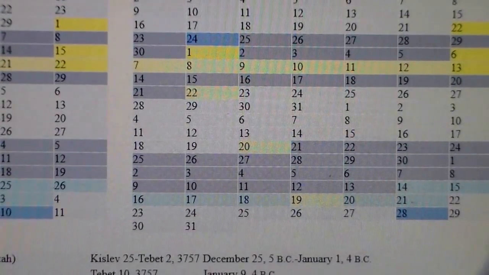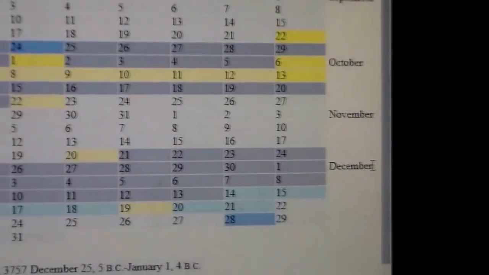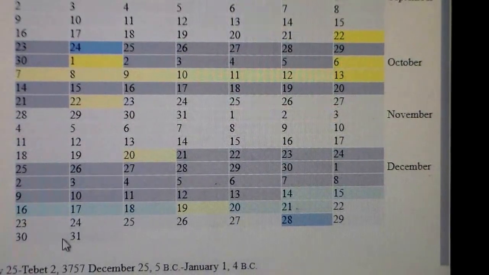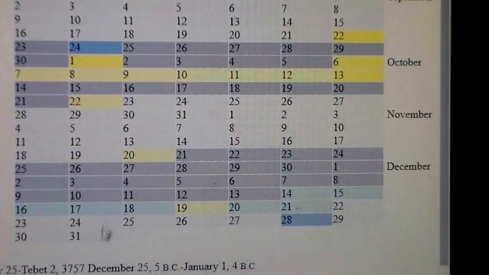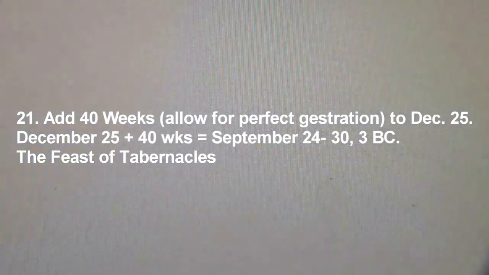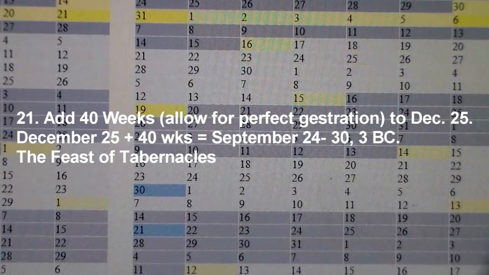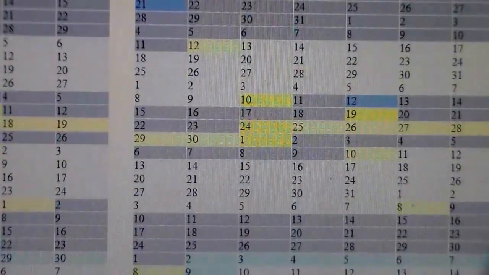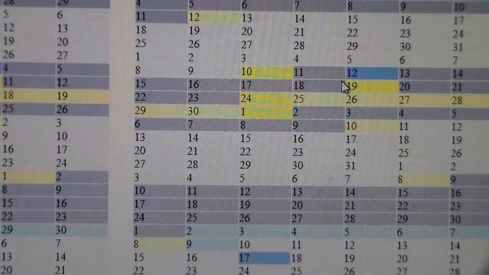December the 25th. December the 25th, that's the sixth month. So you add 40 weeks. Let's go to the next year. And we add 40 weeks, right? Praise God. December 25th plus 40 weeks.